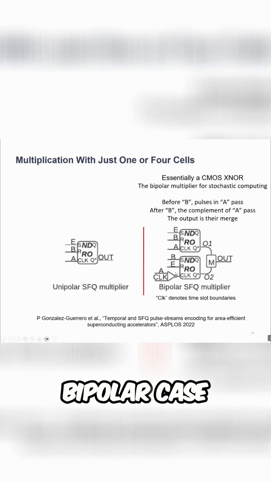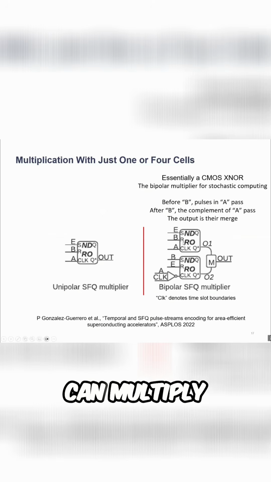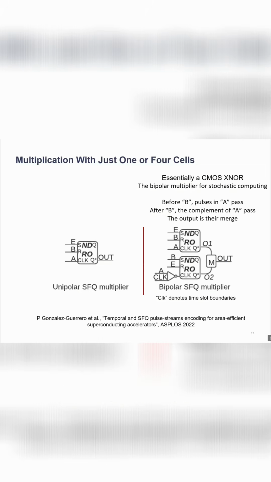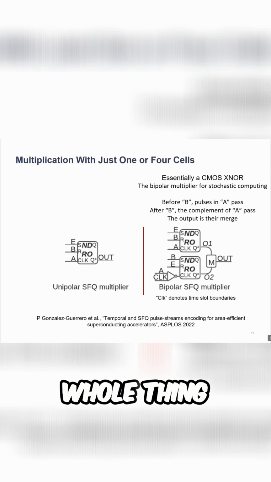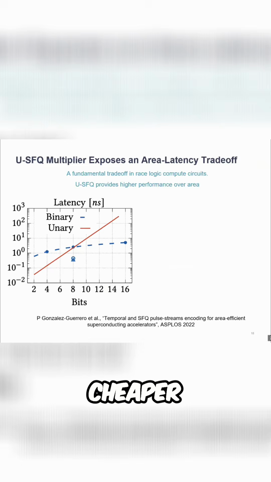Even in the bipolar case, which I didn't show you, but it's the same logic, we can multiply with 4 cells: 2 NDROs, 1 merger, 1 inverter. And the whole thing and multiplication now just becomes so much cheaper. I promised you to quantify this trade-off, and here it is.